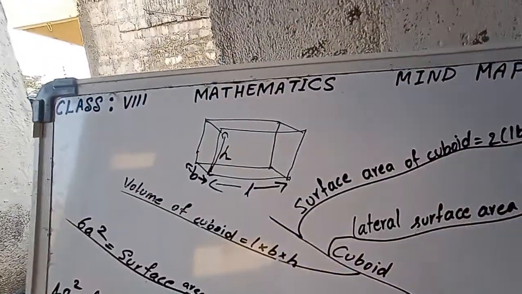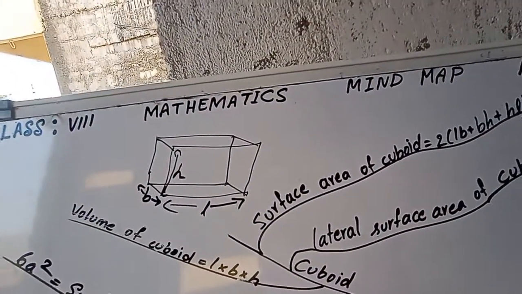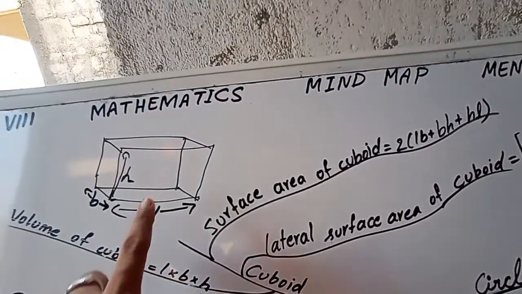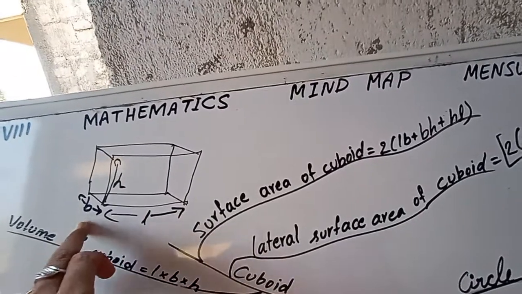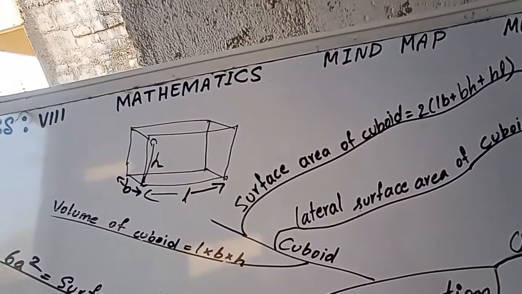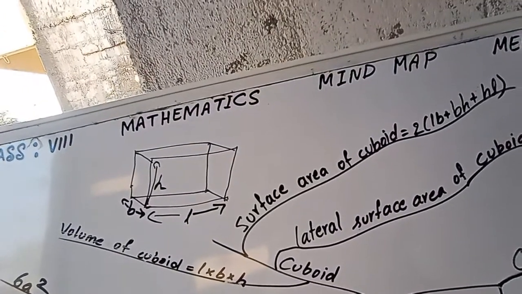In the same way, volume of a cuboid. Volume means how much it can contain. So for the cuboid shape, with length, breadth, and height, if we multiply all of these, length into breadth into height, we get the volume.